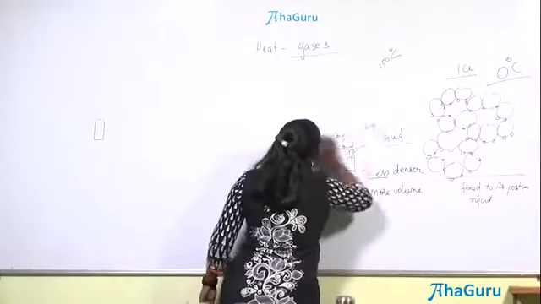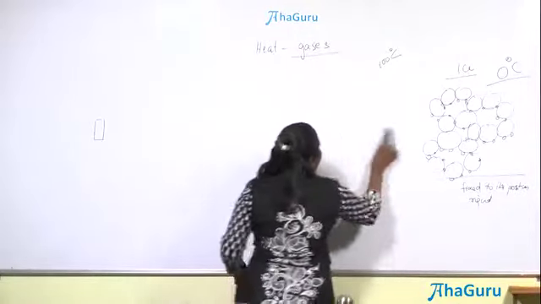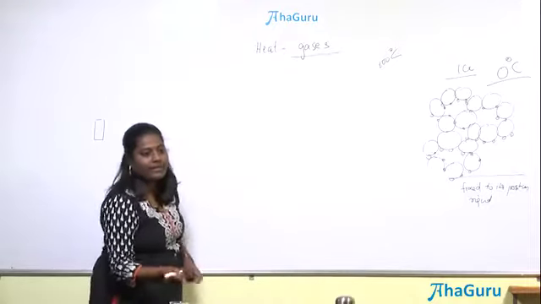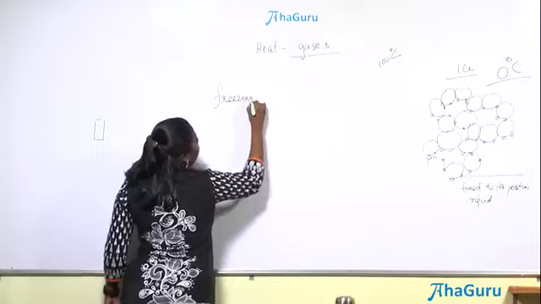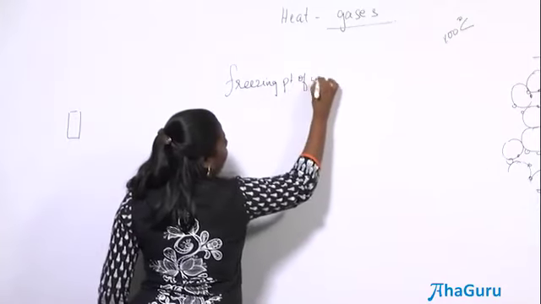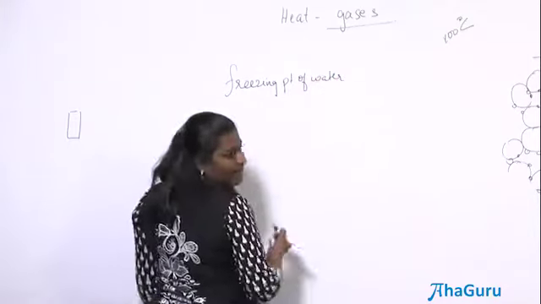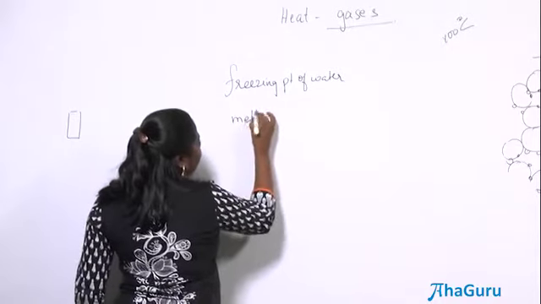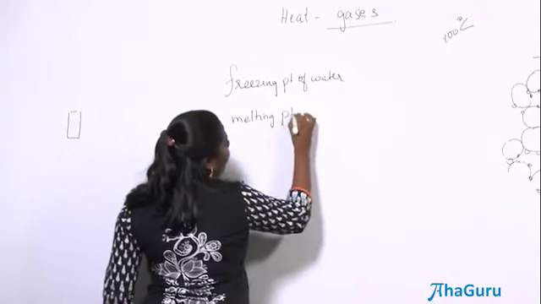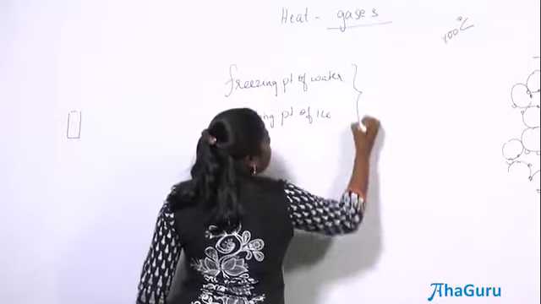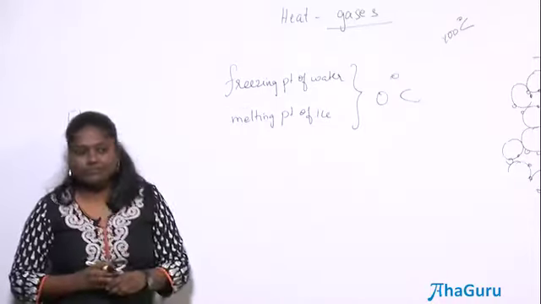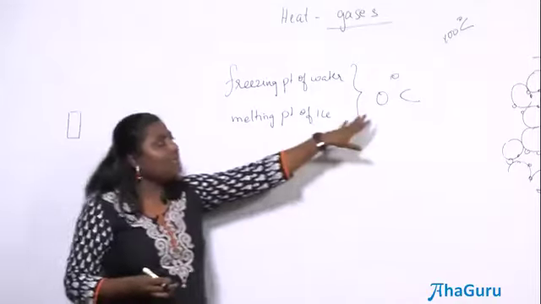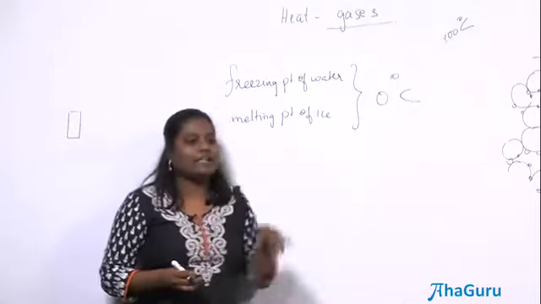At 0 degrees, it starts melting, right? The melting point and the freezing point are the same. So the freezing point of water is equal to the melting point, which is 0 degrees Celsius. It's the same. But ice, will it be only at 0 degrees Celsius?